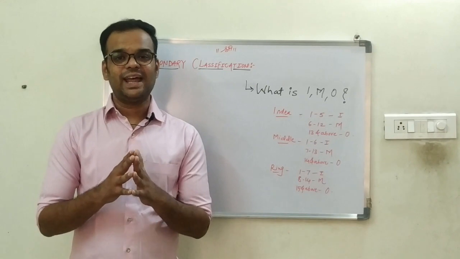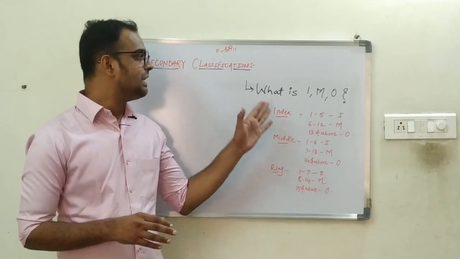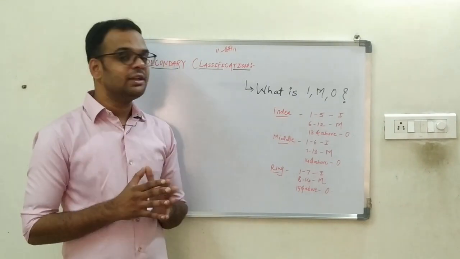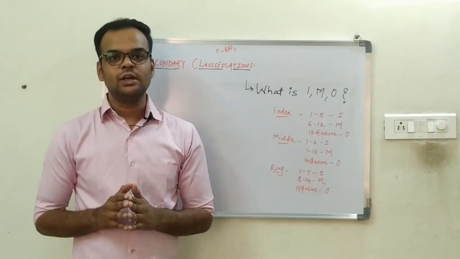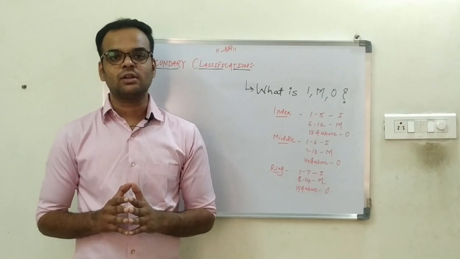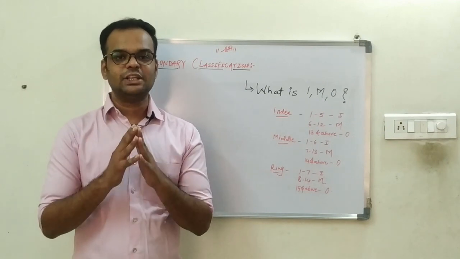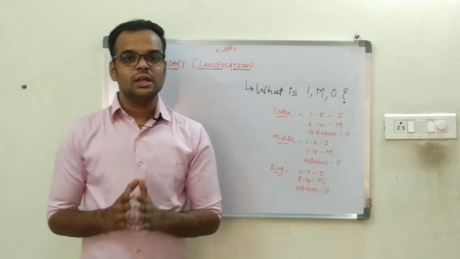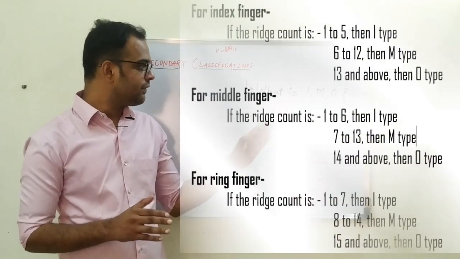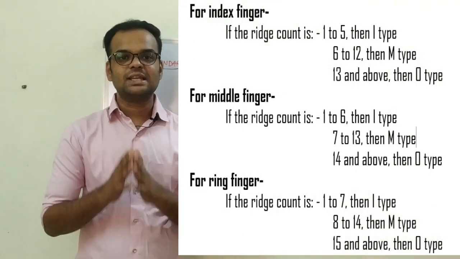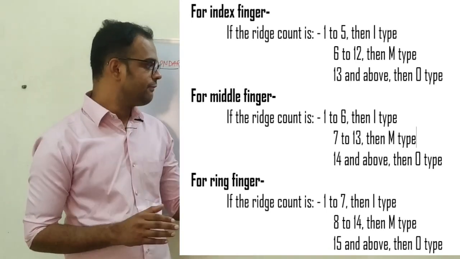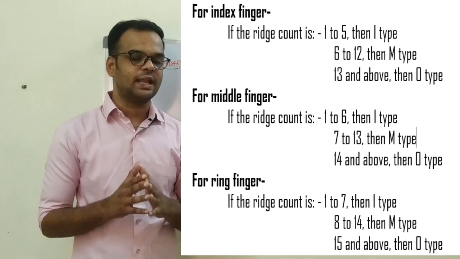Now you might have the question, what is this inner, meeting and outer type? This is given on the basis of ridge count when the ridge tracing is done for the whorl patterns present on the index, middle and ring finger. Suppose the ridge count for the index finger is from 1 to 5, then it is inner type. From 6 to 12, it is meeting type. And for 13 and above, it is outer type.